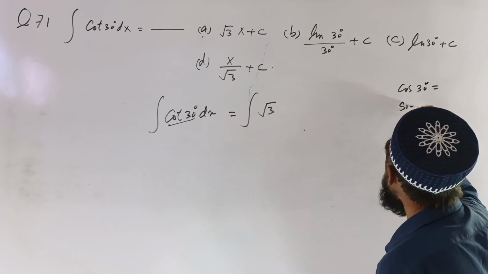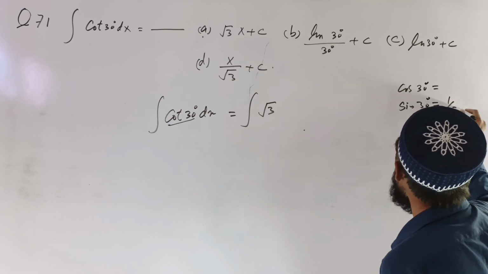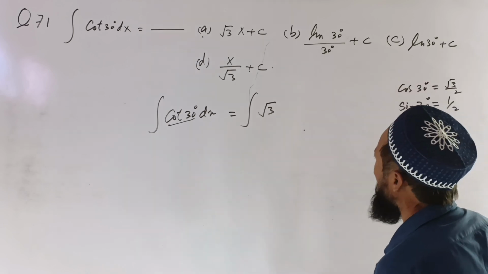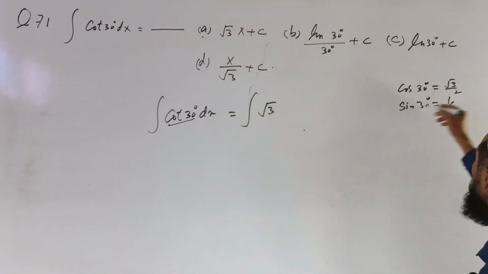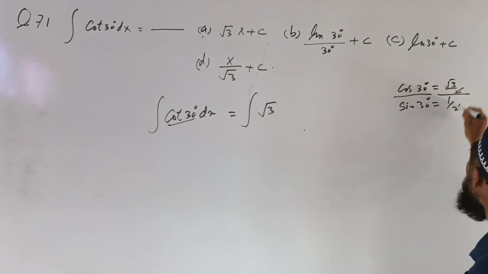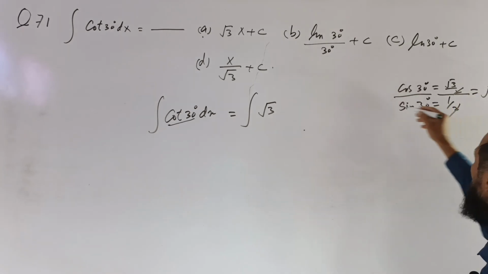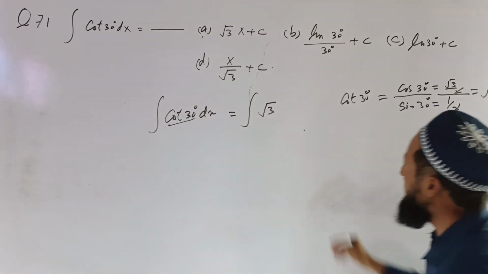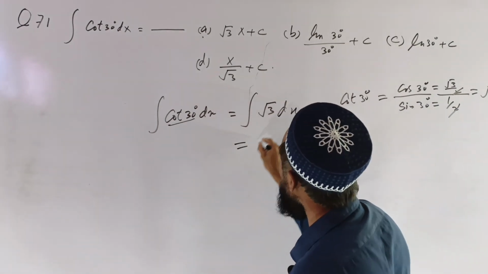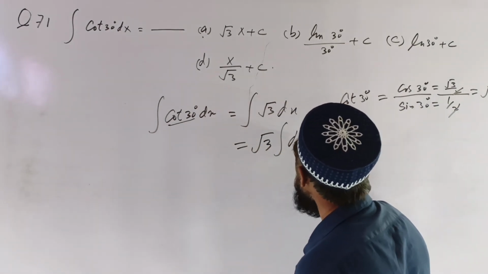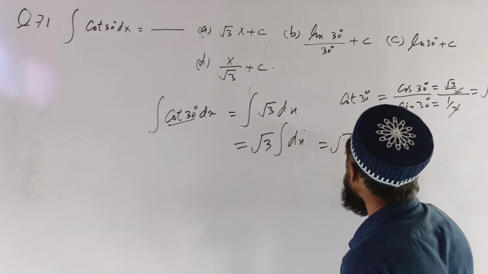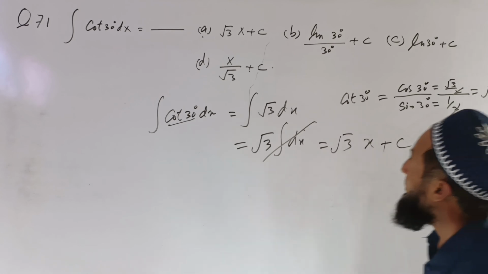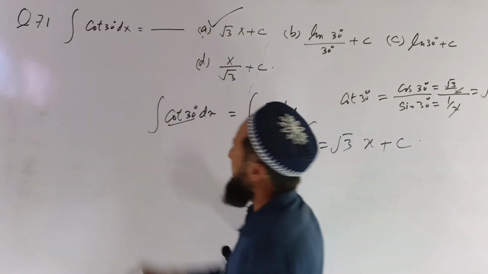Cos 30 is √3/2 and sin 30 is 1/2. Both 2s cancel, so we get cot 30 equal to √3, and the integral becomes √3 dx. Here √3 is the constant, and integrating dx gives x plus c. Option A is the correct option.